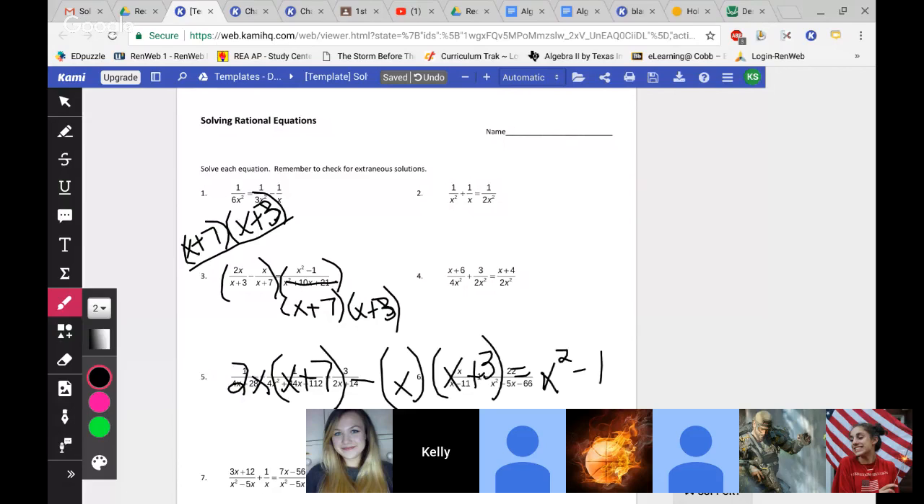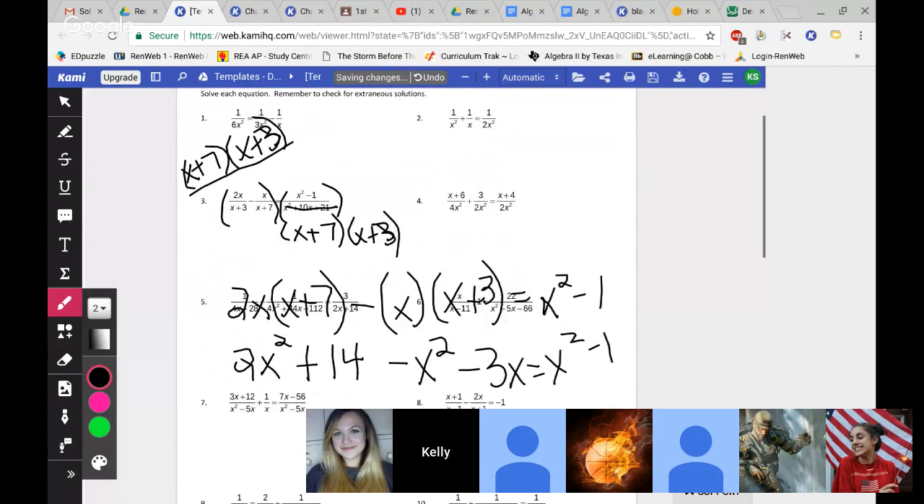So good. Now I'm going to distribute the 2x to the x plus 7. So that gives me a 2x squared plus 14x. And now I'm doing a minus x times x, which is going to give me a minus x squared. And then a minus x times 3, which is going to give me a minus 3x, equals x squared minus 1.